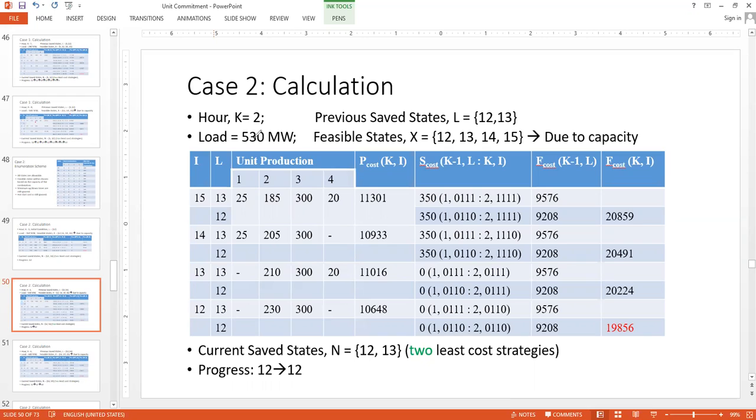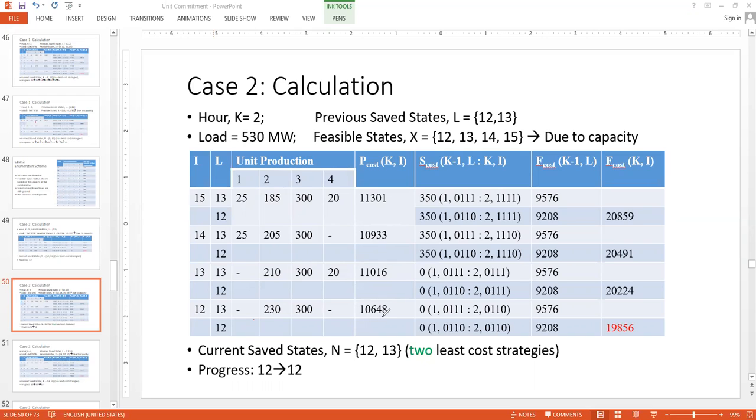So the demand is 530. Take the maximum for the lowest cost unit, that is unit number 3, and the remaining value for the demand should be taken from the remaining unit. So that is unit number 2. Pretty straightforward. 300 and 230. This is the load division among the units. Calculate the cost. This is the production cost at this hour k, and for this I value.